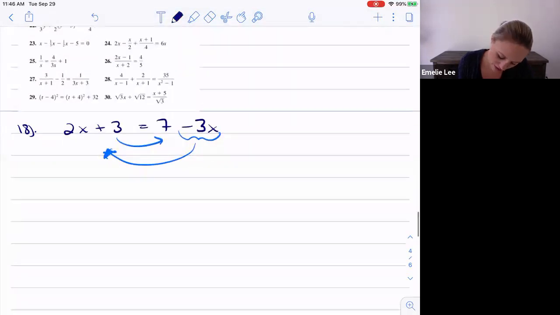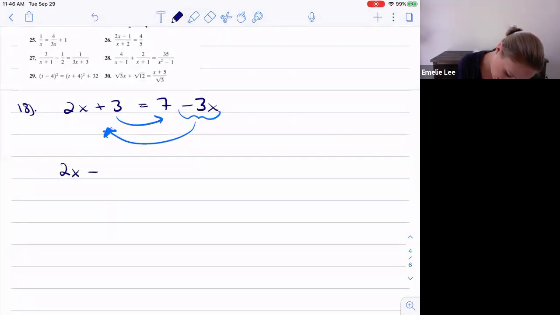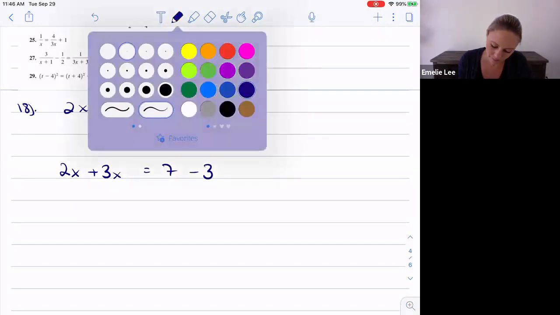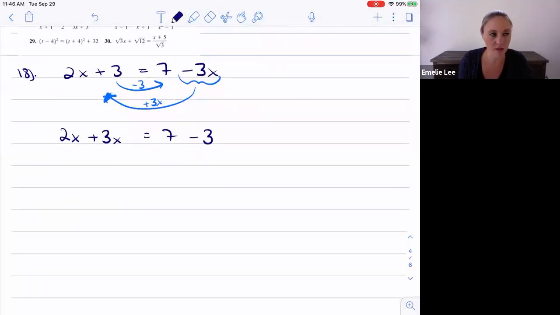So what that's going to look like is I'm going to have 2x plus 3x, right? I have to add 3x to both sides. And I'm not going to show that work. I'm just going to show it as 2x plus 3x equals 7 minus 3. Maybe I'll show it here. Minus 3 and plus 3x. Because now what I have is 2x plus 3x, which is fine, that's 5x, equals 7 minus 3. 7 minus 3 is 4.